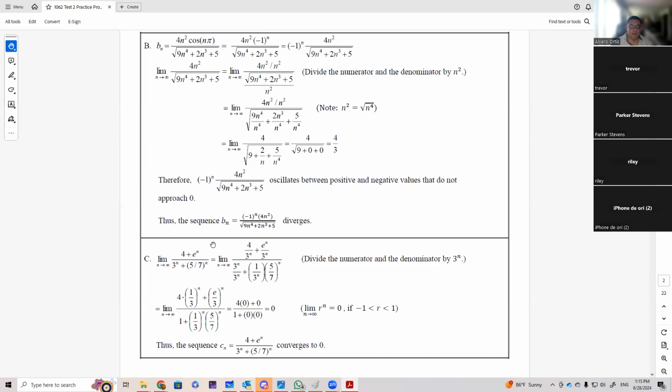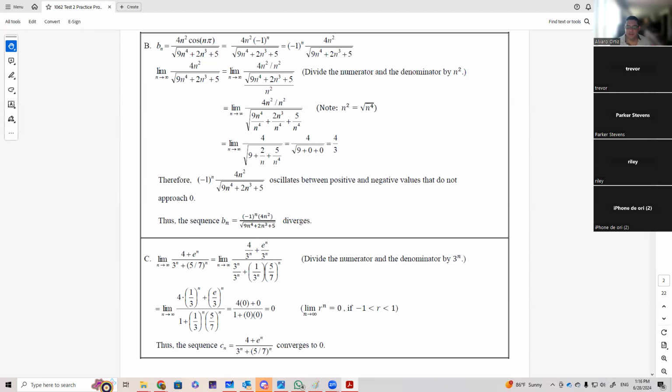It will be a different scenario if instead of e, we have pi, because then pi/3 will be something that is bigger than 1, and this limit will go to infinity. But that's just in the case that instead of e, we change it for pi.